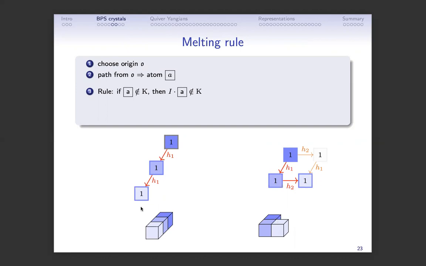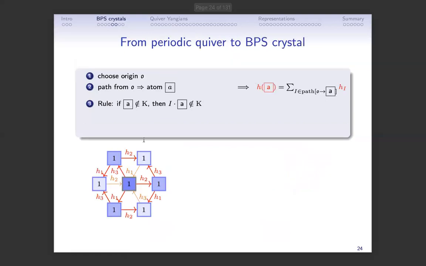You can see this if you consider it as a plane partition configuration. This is one allowed configuration, but this one is not. From this definition, we can give coordinates to the atoms. Because each atom is a path, you give some weight, which turns out to be the equivariant weight, to each arrow. The equivariant weight of the atom is just the sum of all the equivariant weights along this path.